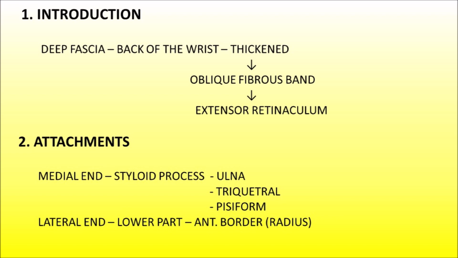To move on to its attachments, the medial end of the extensor retinaculum is attached to the styloid process of the ulna, the triquetral, and the pisiform bones. Its lateral end is attached to the lower part of the anterior border of the radius.